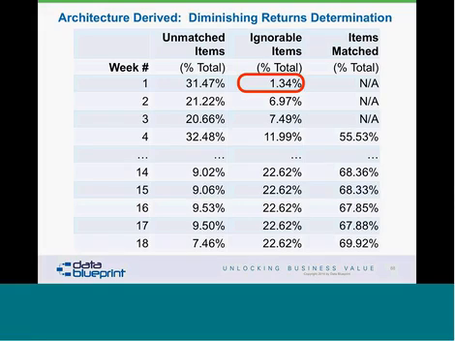Now notice also the ignorable items went from 1% almost to 12% at the end of those 4 weeks, and the unmatched items started at 31%, went down to 21.20, and then back up to 32. So as we were adjusting the algorithm, we were achieving certain results.